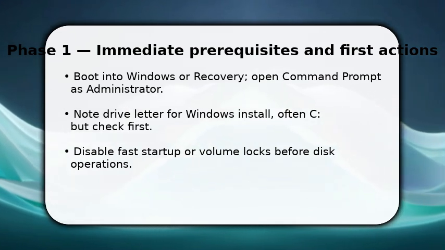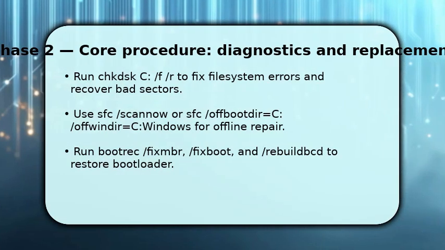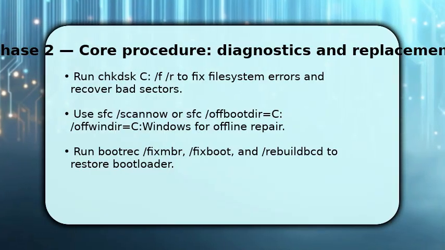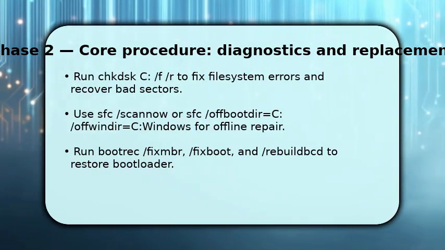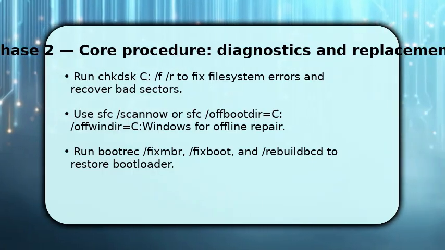With admin access and the right drive letter, run chkdsk C: /f /r to repair file system errors and locate bad sectors. This can take time, so be patient. Once disk integrity is good, run sfc /scannow to repair protected system files.